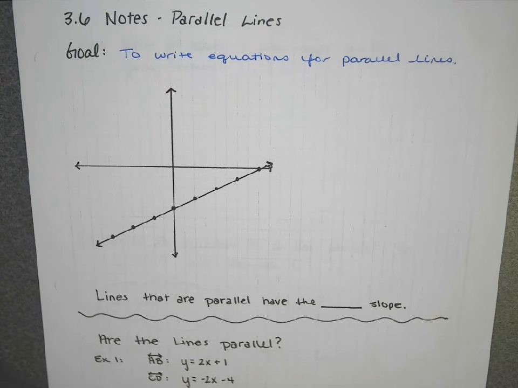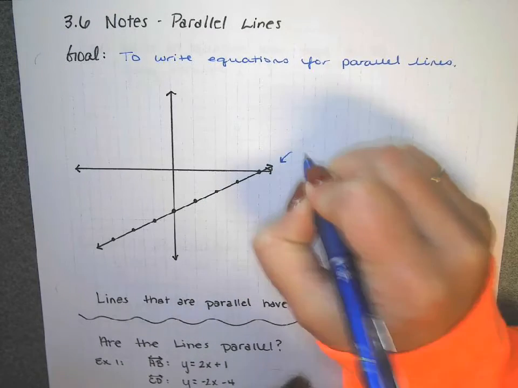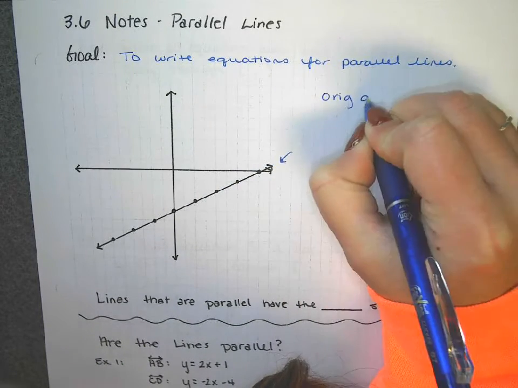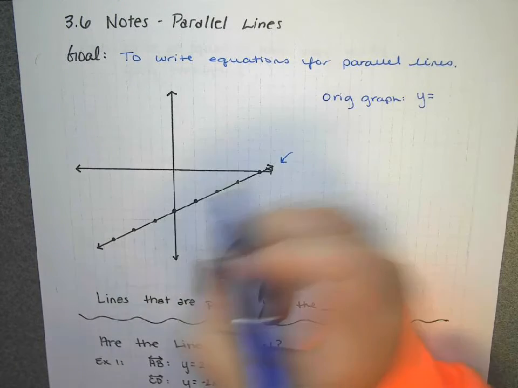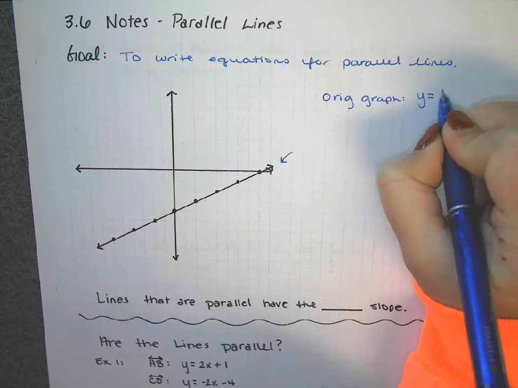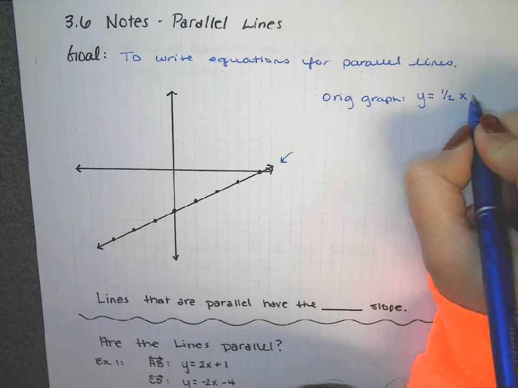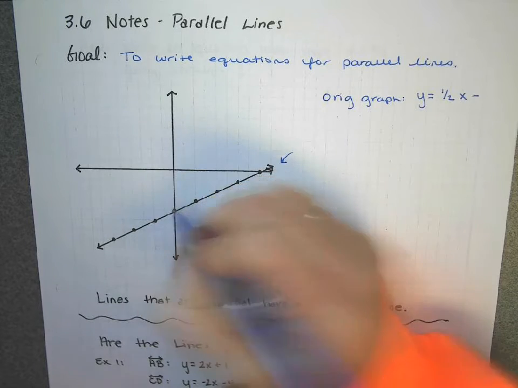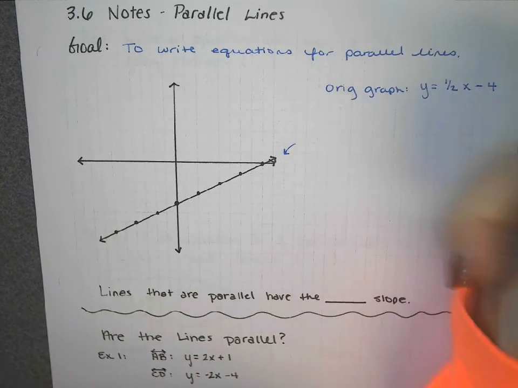Okay, so our goal is going to be to write equations for parallel lines. And the first thing that we're going to do is we have on here graphed, let's look at this equation. The original line is the equation y equals, let's look at the slope. It's going up 1, right 2, so the slope would be 1/2 x. And the y-intercept is going down, so that's minus 1, 2, 3, 4. So y equals 1/2 x minus 4. So that's the original graph, or the original line.